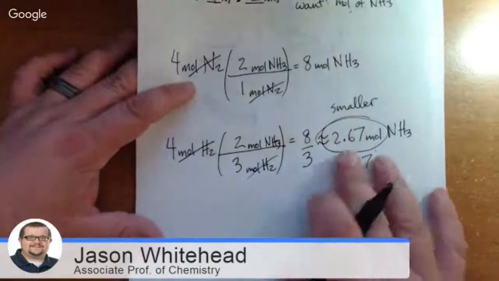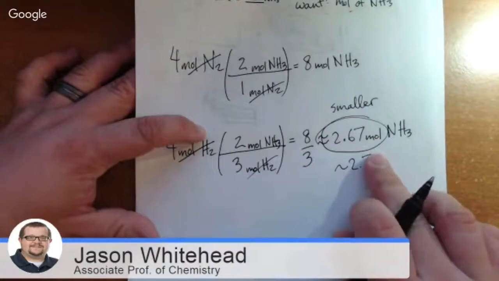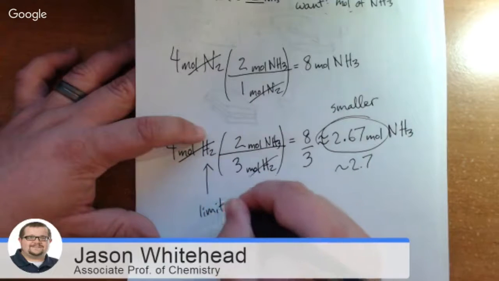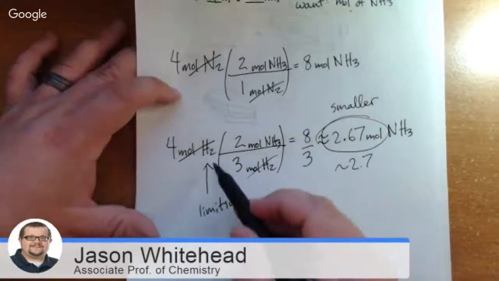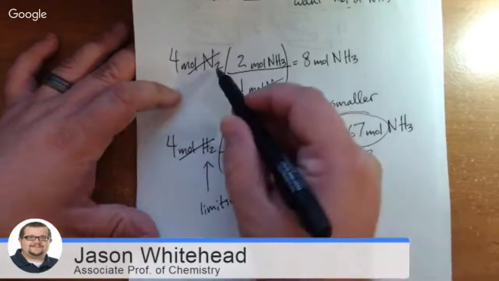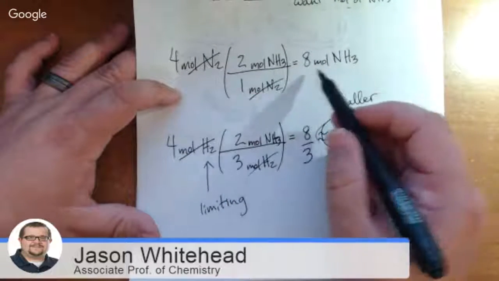Okay. Whatever is used to predict the smaller answer is limiting. So in other words, the H2 runs out first because it predicts the smaller answer. The N2 was excess because it predicted the larger answer.